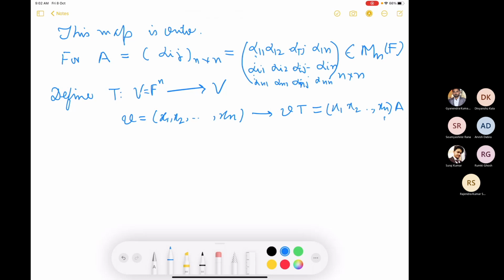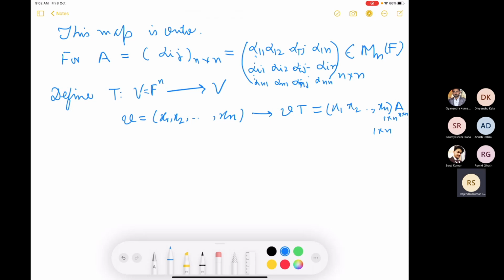This is 1 by n, this is n by n. So the product is 1 by n. Now you can see that what you get here is x1, x2, xn. How to determine this linear transformation? If we know the effect on the basis vectors.